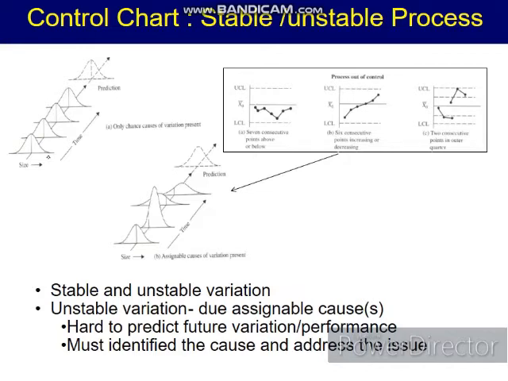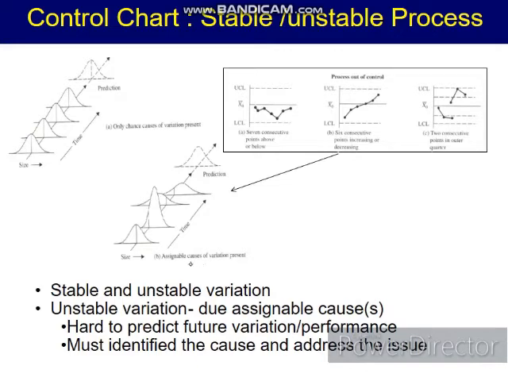So basically, this is the visualization of a stable process, where only chance causes of variation are present. There will be some variability, but the variability is due to chance only. It's normal variation. Because of that, the process will be in control and it is easy to predict what's going to happen in the future. This is an example of variability due to assignable causes.